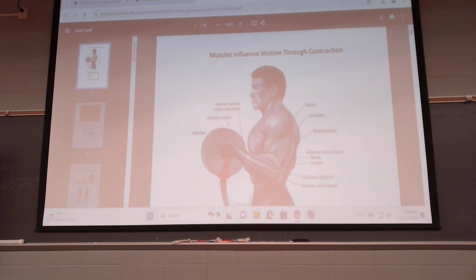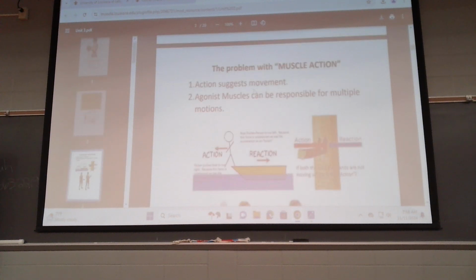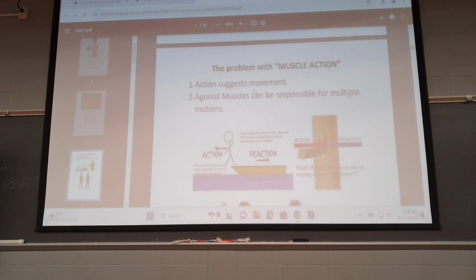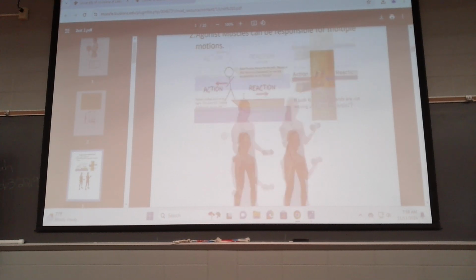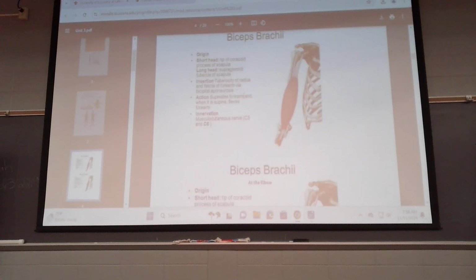All right. I know y'all ready to get into concentric and eccentric, right? Yeah. Muscles influence motion through contraction. A lot of this will be reviewed, but this is how I teach. I wanted to make sure, it's so important that we see the agonist and we understand those definitions, what they mean before we can. So the problem with muscle action suggests motion from agonistic muscles can be responsible for multiple motions. Right? Again, isometric, there's no motion, but those muscles are doing a job. They're working isometric. And then obviously we talk about concentric and eccentric.